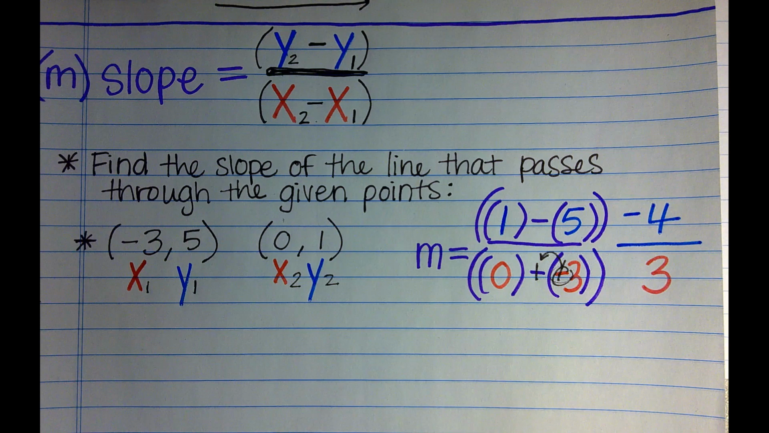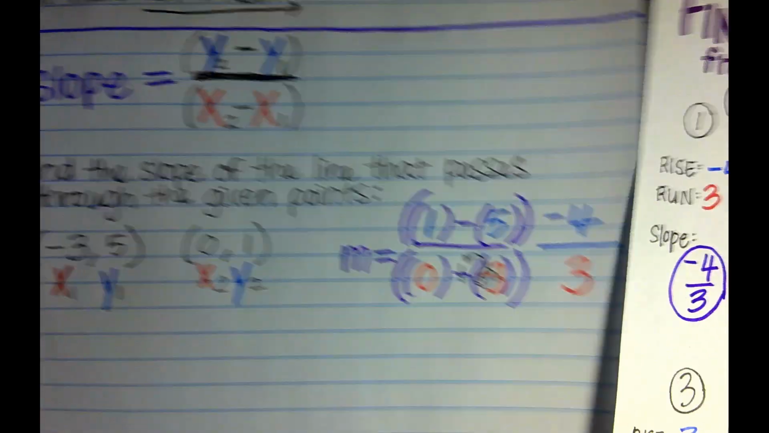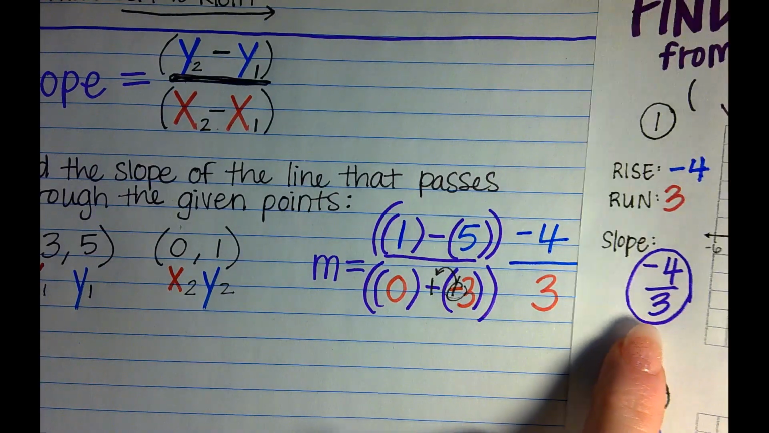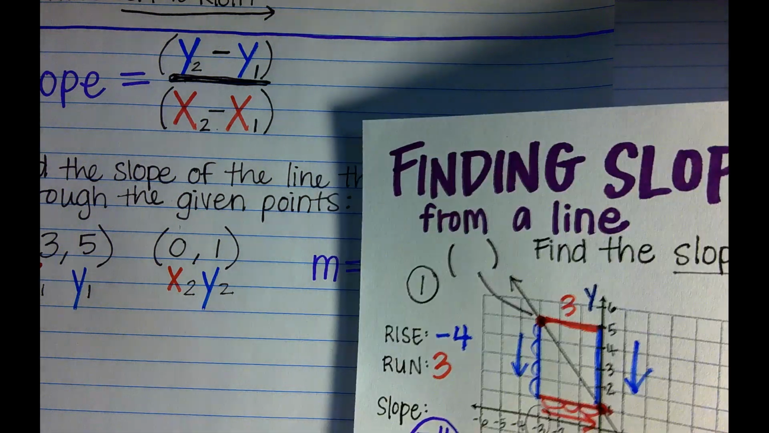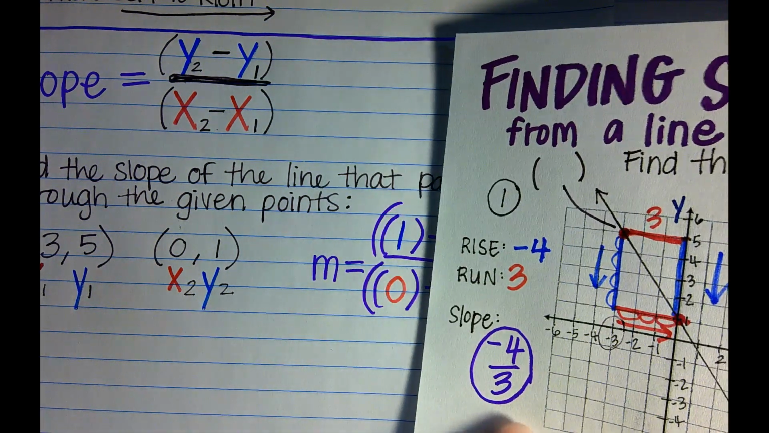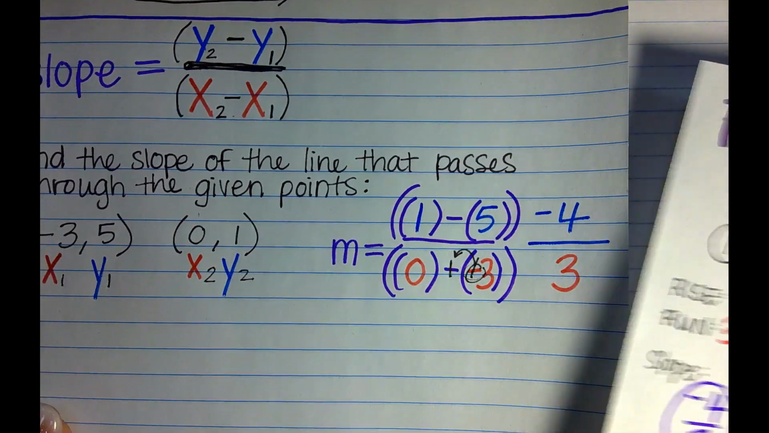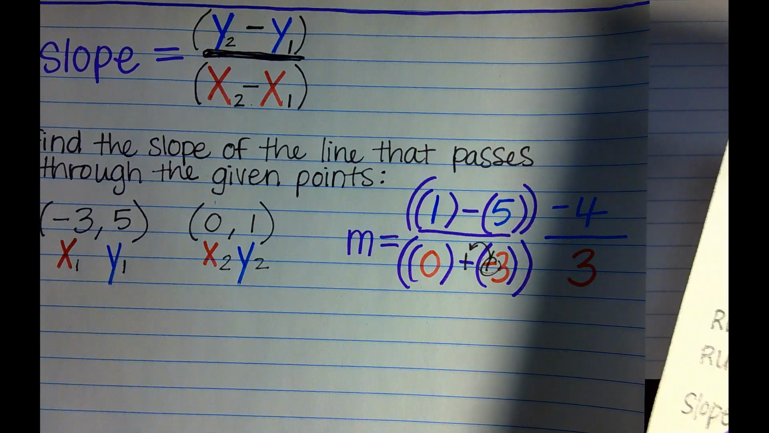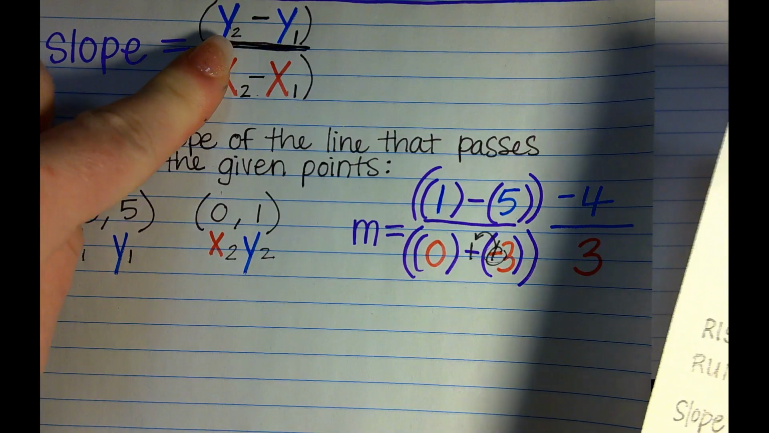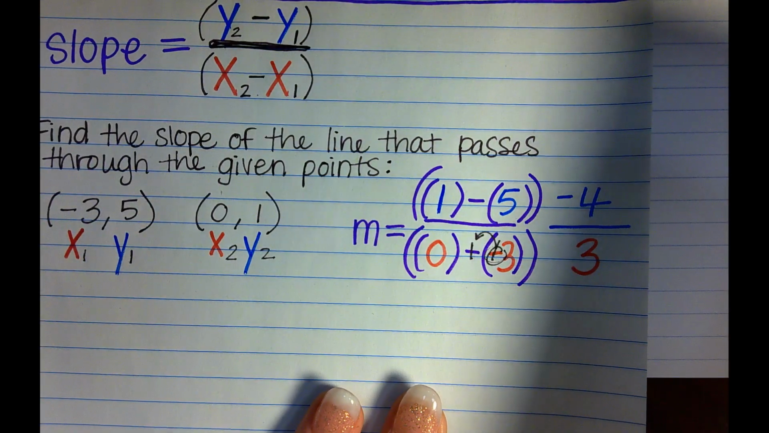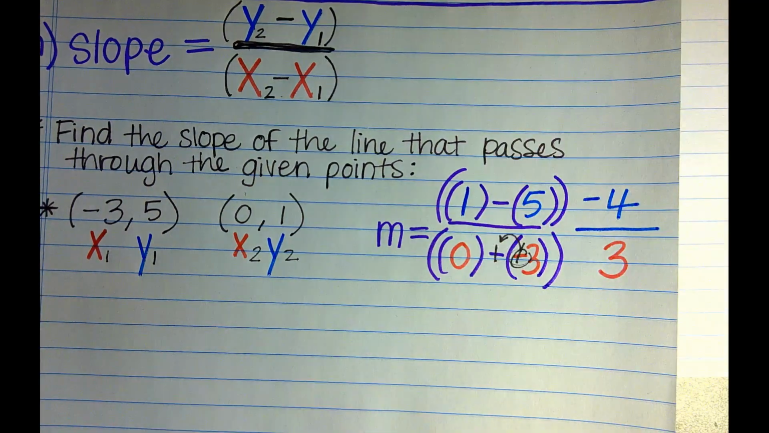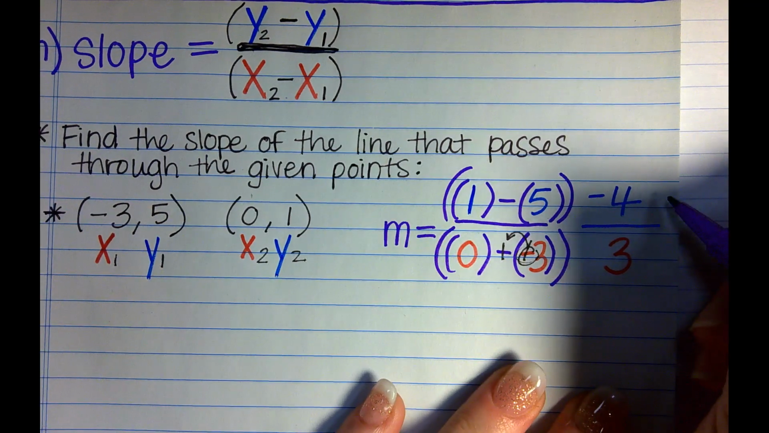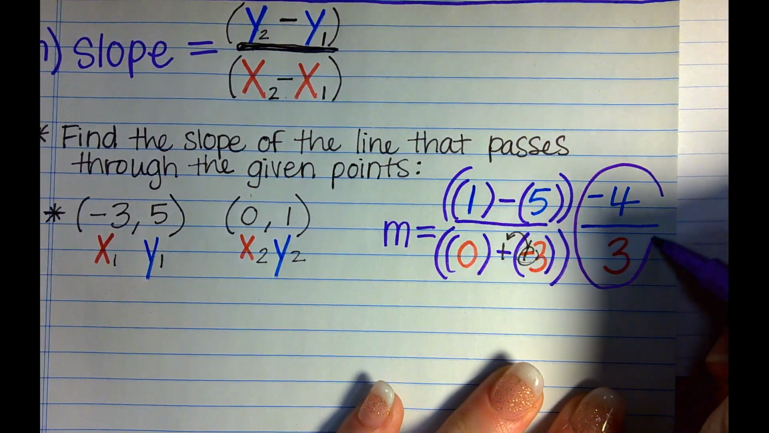-4 over 3. And if we look back to our first problem, that's what we got for our answer. It works. -4 over 3. We got the same answer. All we had to do was plug some numbers in. This looks terrifying, but it's really not so bad when we get comfortable with it. So this would be our slope.